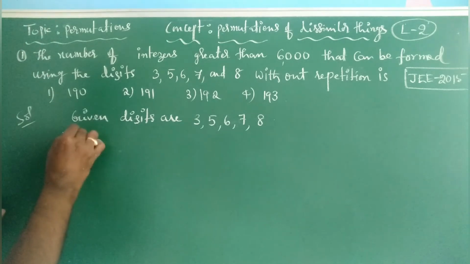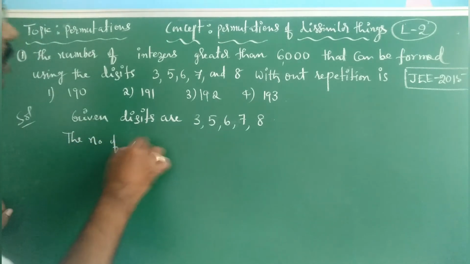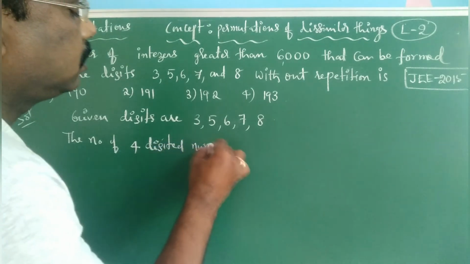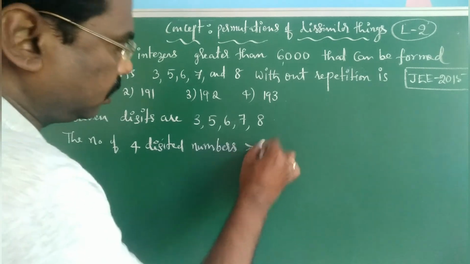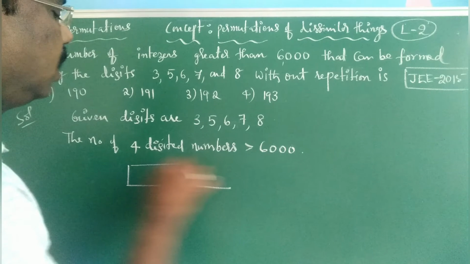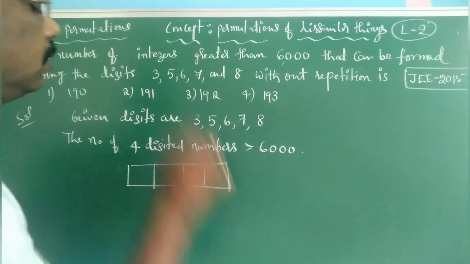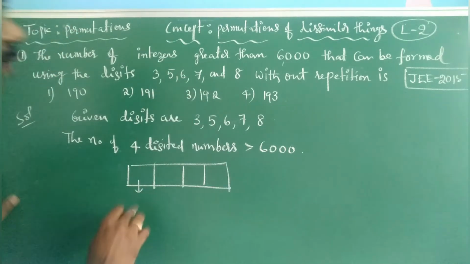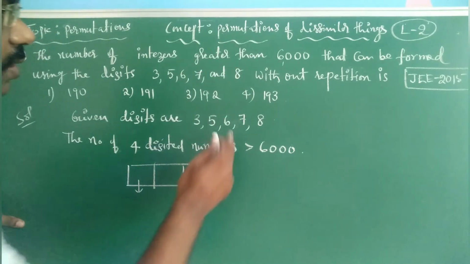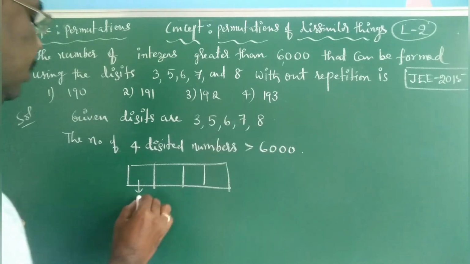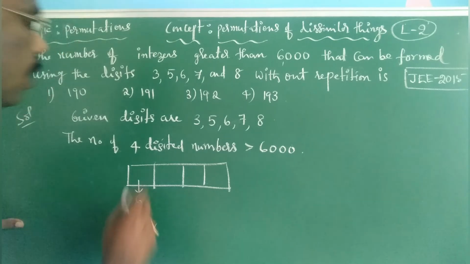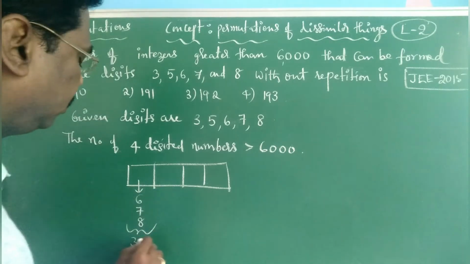First, the number of 4 digit numbers greater than 6000. Now you take 4 places. Greater than 6000 means the first place can be filled with 6 or 7 or 8. Now the first place can be filled in 3 ways.